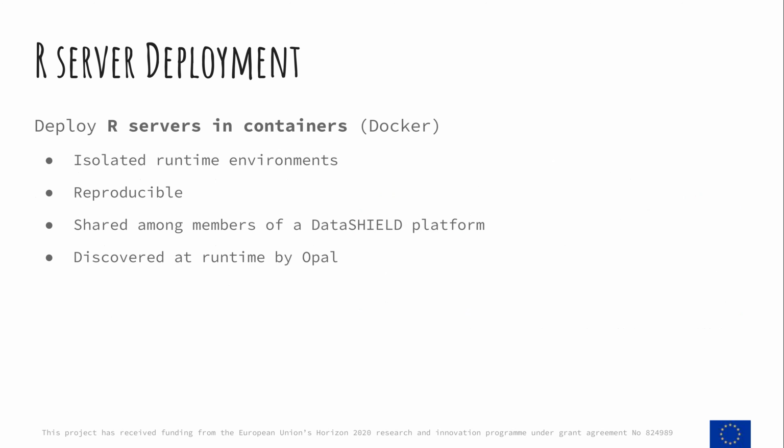So to ease the deployment of the R servers, we provide containers, Docker containers, to have isolated runtime environments, reproducible and shareable between the members of the DataSHIELD platform. And everything is discovered at runtime by Opal, so you do not need to restart Opal. You just start a new R server, it's discovered and ready to be used.